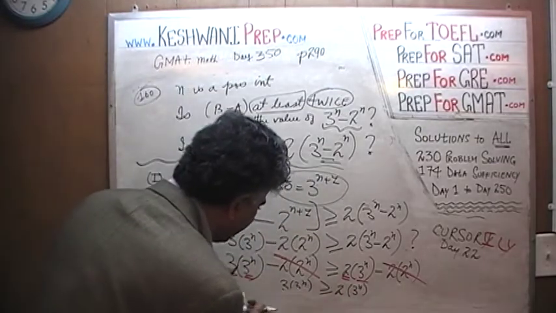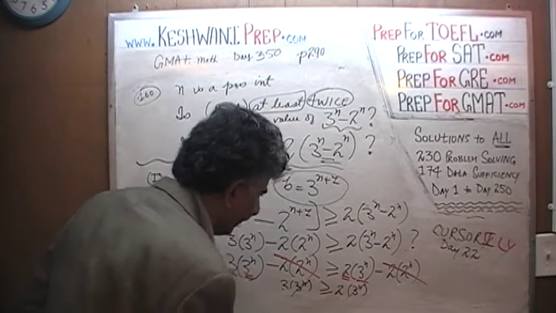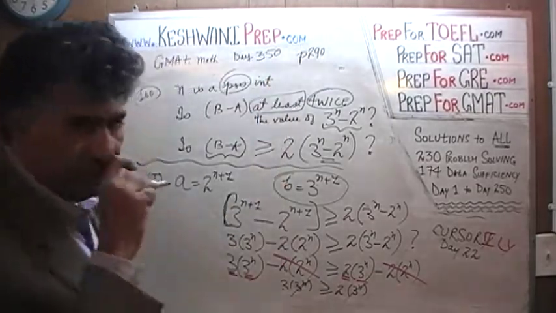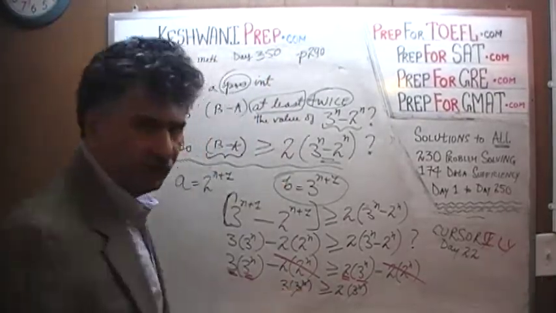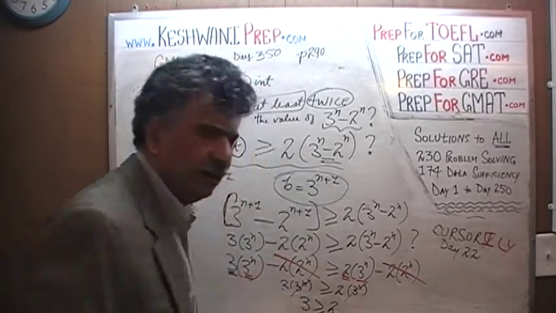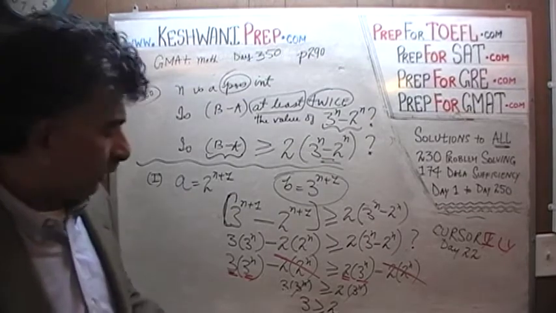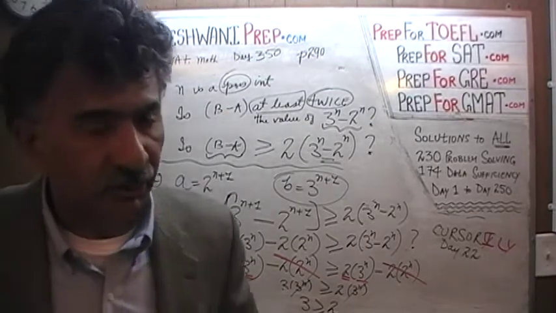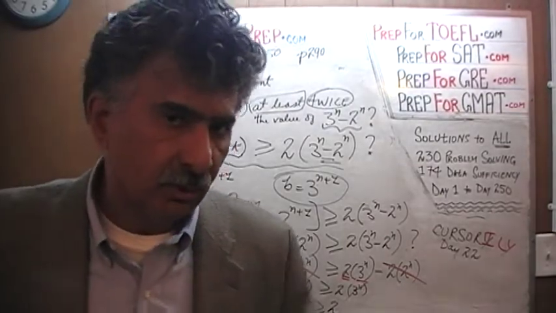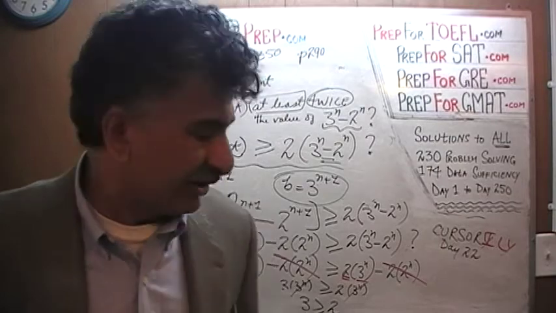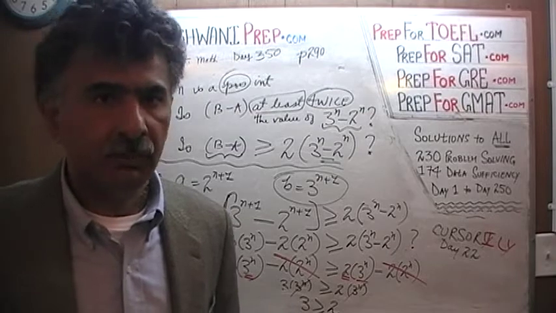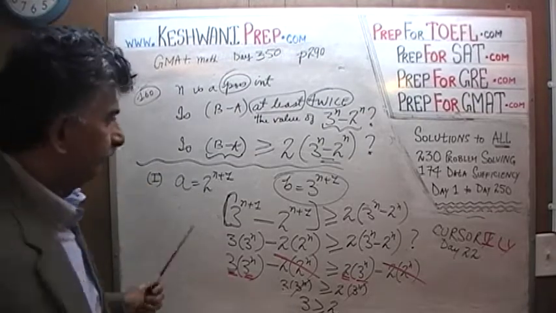Divide both sides by 3 raised to n because it's a positive quantity. Even if n were negative, 3 raised to n would still be positive. So divide both sides, and the question is: is 3 greater than or equal to 2? Are we able to give a definitive answer to that question? That's what it boils down to. Of course it is. Therefore, the first statement does the job quite nicely.